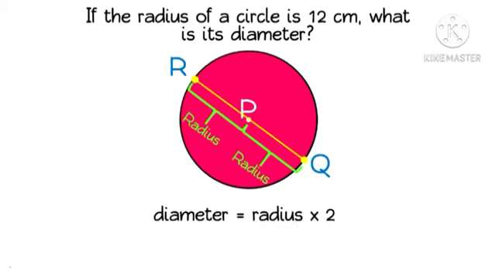Diameter is equal to radius into 2. Substitute the value of radius, 12 centimeters. So, 12 into 2, 24 centimeters. One more example.